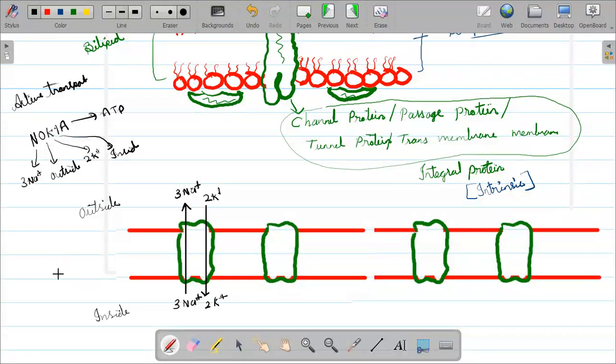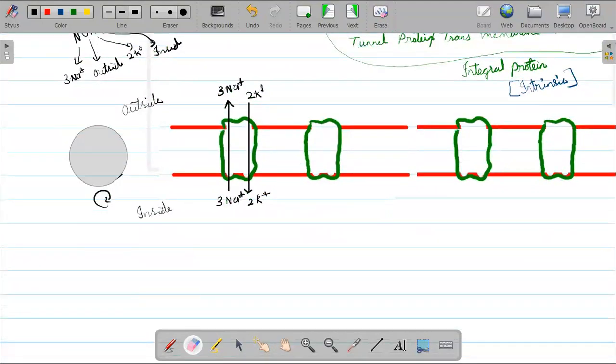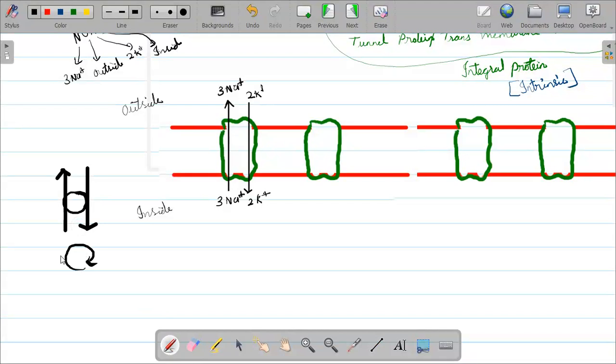Now imagine I have a ball. If one is going like this, the other is going like this, the ball will rotate in this direction, right? See, I have a nice ball here. What happens here? One molecule is going like this, other molecules are coming like this. Because of this, this protein will have a movement. They will move like this, right? Yes, sir.